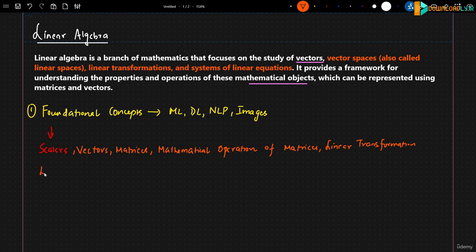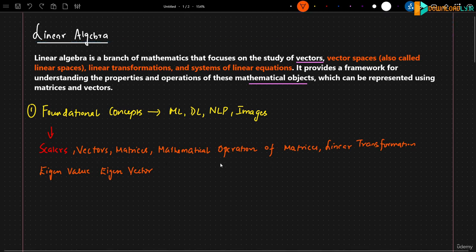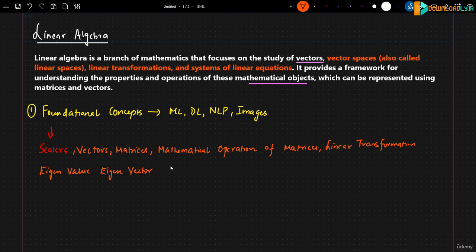Other than this, some of the concepts like eigenvalues, eigenvectors, we will try to learn about these also, right? And still there are more topics. It is better that I list them down as we go ahead and complete the series, okay? So here you can see these are some of the core concepts. Everyone should probably have some amount of information about it.